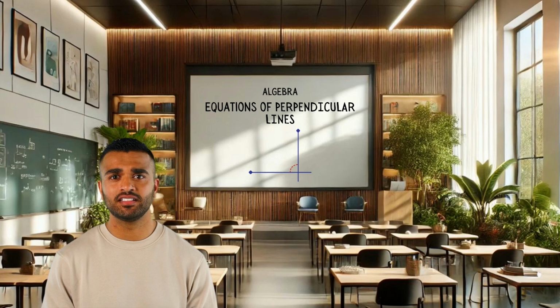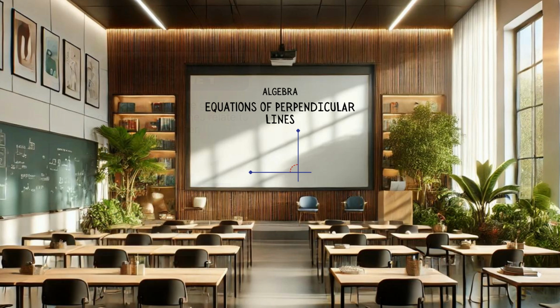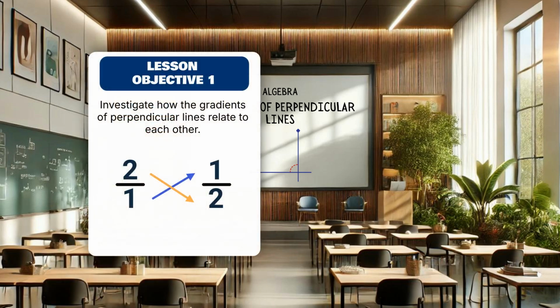In today's lesson, we explored how perpendicular lines can be represented with equations, building on our understanding of gradients from previous lessons about parallel lines. We began by recognizing that while parallel lines share the same gradient, perpendicular lines have gradients that are negative reciprocals of each other. This means that if the gradient of one line is m, the gradient of a line perpendicular to it would be minus 1 over m.